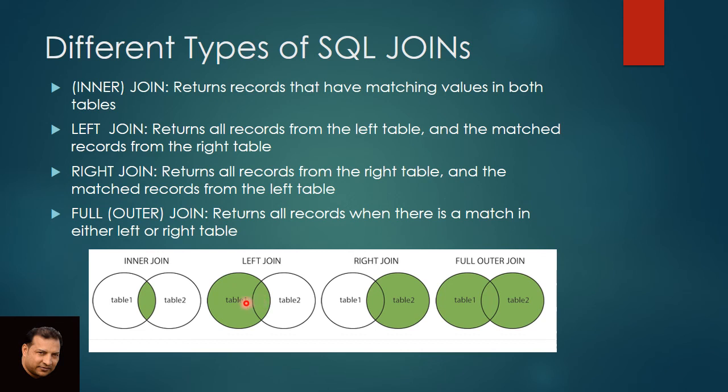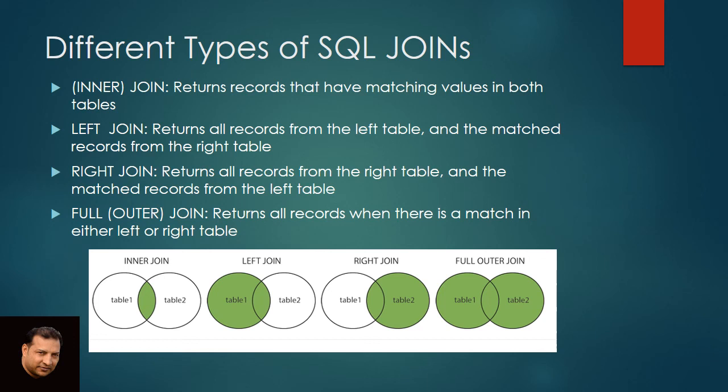Second is left join. It returns all the records from the left table and the matched records from the right table. See this figure, the shaded part, the left table, and all the records which are in table 2 also get displayed. Right join returns all the records from the right table and the matched records from the left table. So right table means right hand side table 2 and all the records of table 2 which are also in table 1.